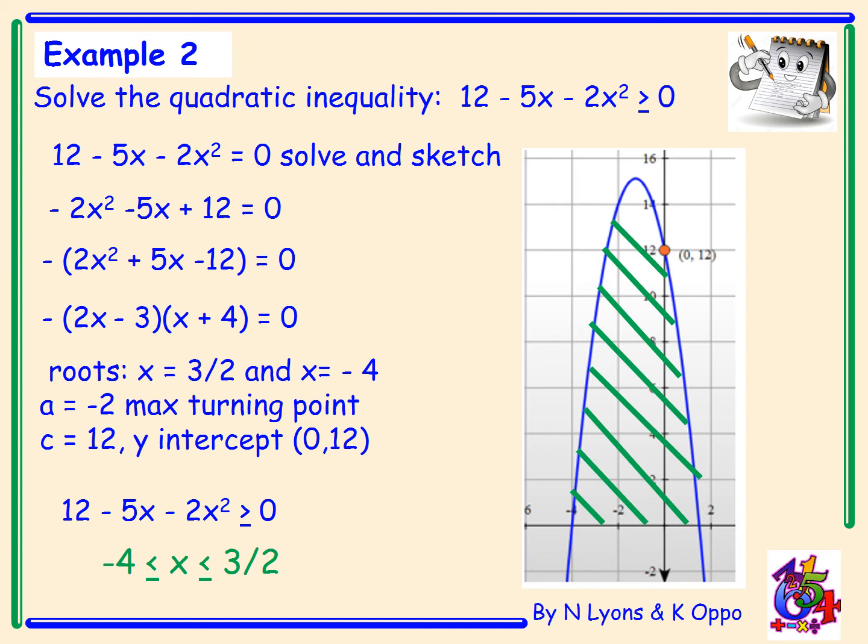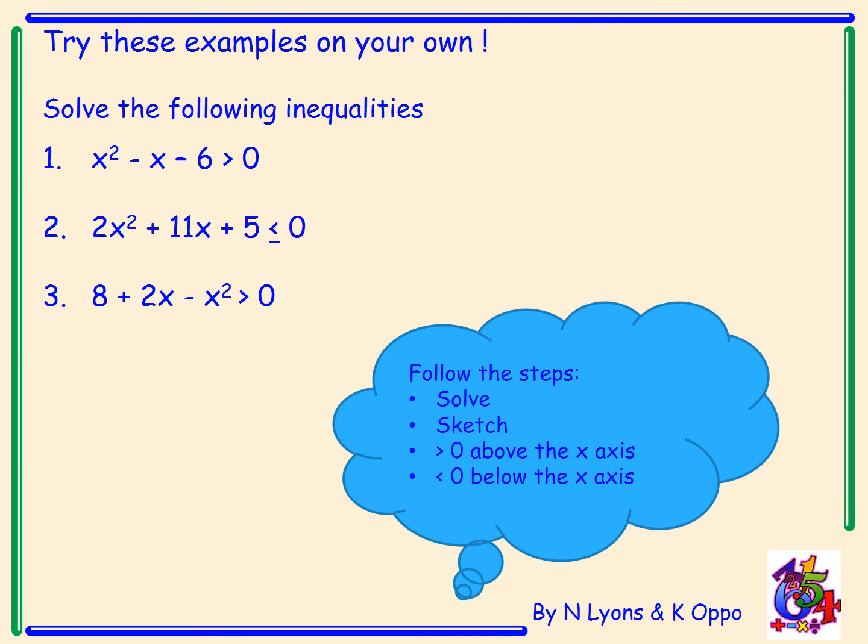So take time to copy this down into your notes. You can remember to pause me at any point in time. Right, ready to move on then? Try these examples on your own. Solve the following inequalities. x squared minus x minus 6 greater than 0. 2x squared plus 11x plus 5 less than or equal to 0. And 8 plus 2x minus x squared greater than 0.